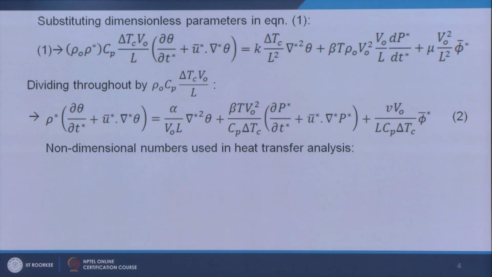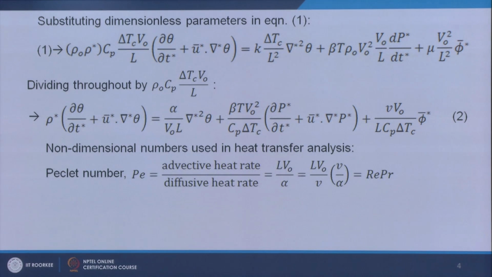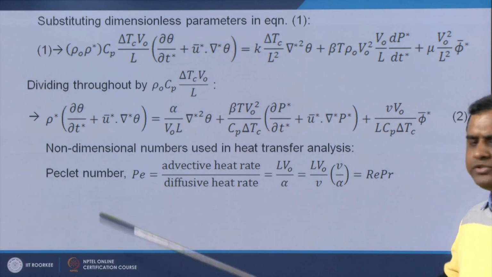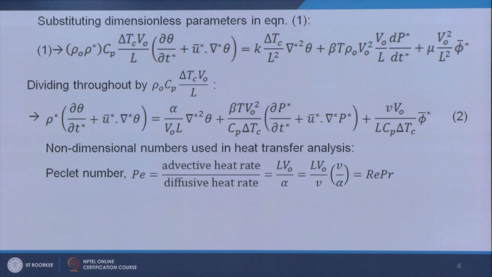First let us see the different non-dimensional numbers we use in heat transfer analysis. In heat transfer, first comes the Peclet number, which is the ratio between the advective heat rate and the diffusive heat rate. It can be written as L V naught by alpha, where alpha is the thermal diffusivity. Here we have split L V naught by alpha into L V naught by nu and nu by alpha. Nu is the kinematic viscosity.